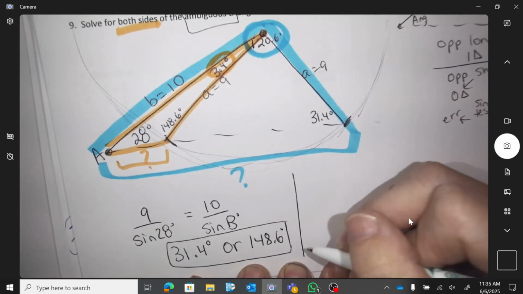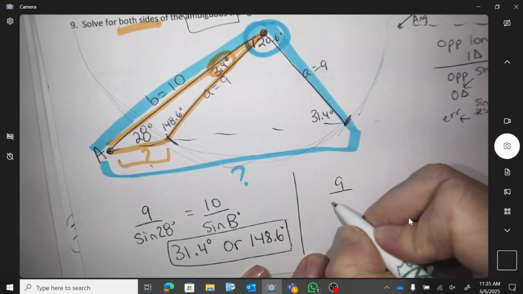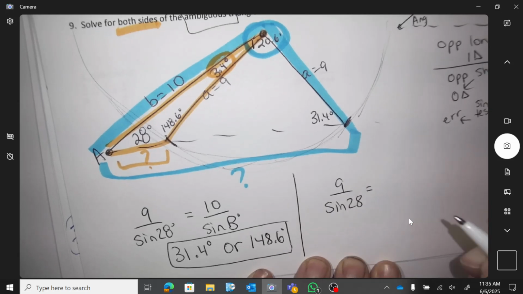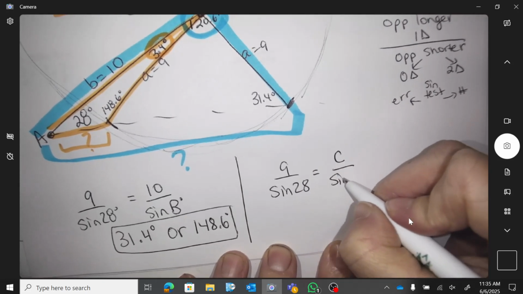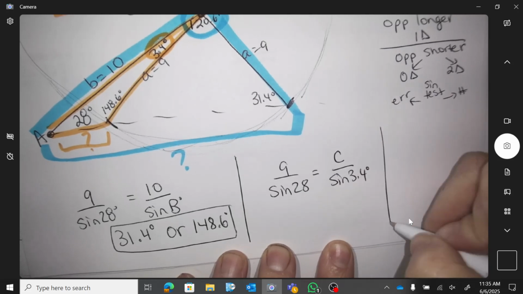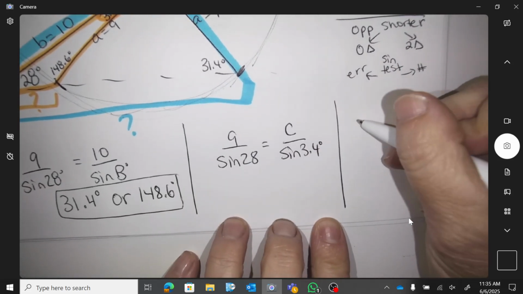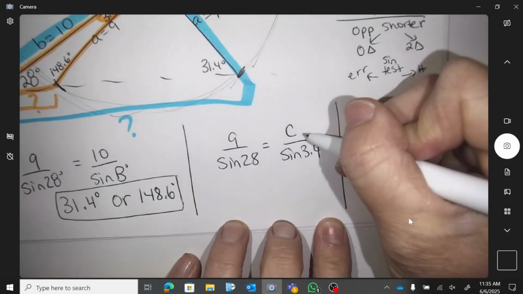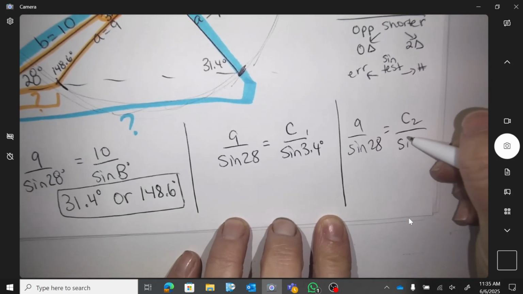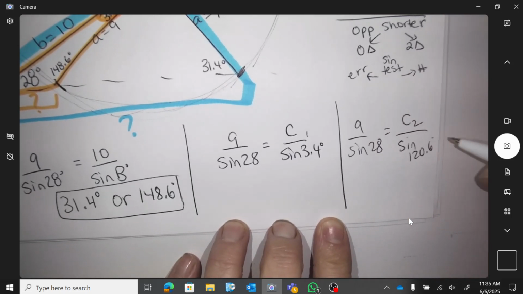So now let's go to two side C's. So I'm going to keep the 9 over sine 28 equals. The orange C is across 3.4. And then repeat. And the other C is across 120.6.